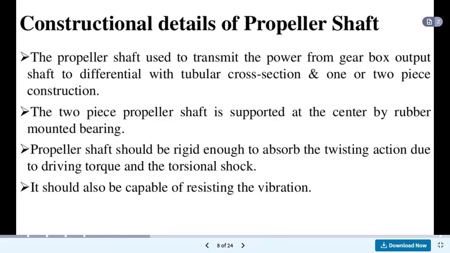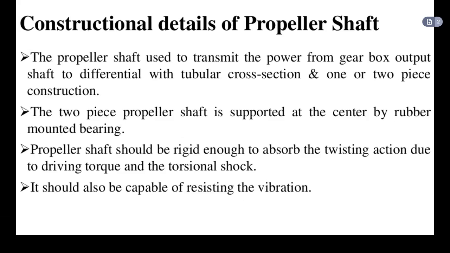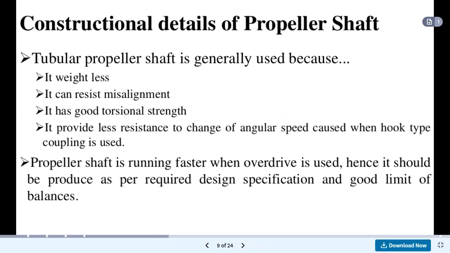If we see the constructional details of propeller shaft, the propeller shaft used to transmit the power from gearbox output shaft to differential has a tubular cross section, and one or two piece construction is also there. The two-piece propeller shaft is supported at the center by rubber mounting bearing. Here it is called as two-piece propeller shaft. The support is provided at the center, and the material used for the support is rubber mounted bearing. Next, propeller shaft should be rigid enough to absorb the twisting action due to driving torque and the torsional shock. It should be capable of resisting the vibrations.